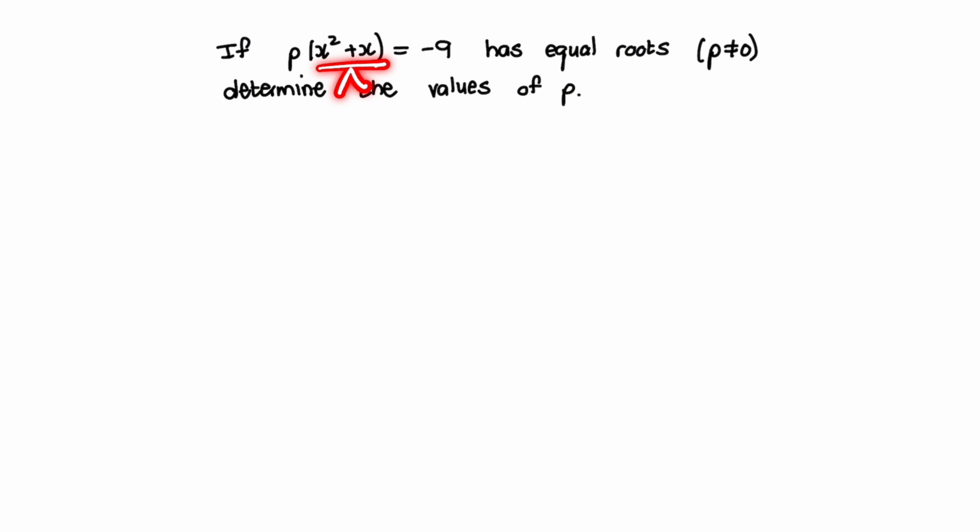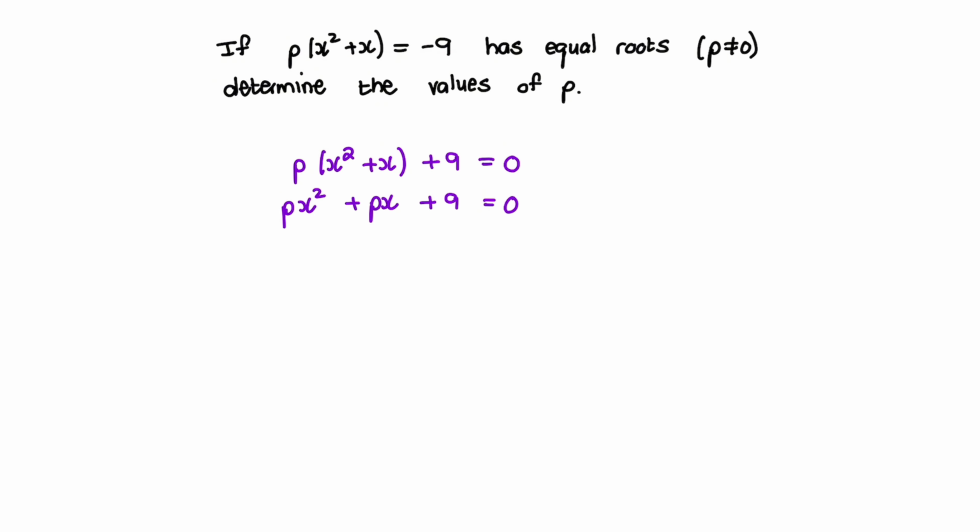It is not about solving for x, even though roots mean x values, as I explained in the previous video. So in order to solve for p, we need to first multiply out and write the equation in standard form. So to write it in standard form, I'll move the -9 to the left-hand side, and that becomes +9. And now we have everything equal to 0. And next I will multiply out. So p times x squared is px squared, and p times x is plus px. Now I have my equation in standard form.